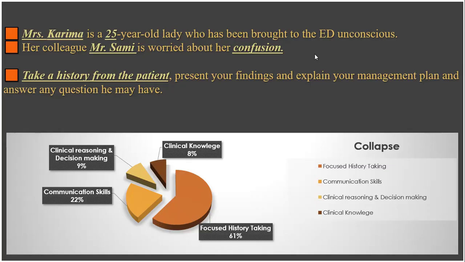Explain to her what happened. You can say you came today unconscious because of low blood sugar. We gave you dextrose through your vein, through the cannula, and I need to take some data to know the reasons behind this low blood sugar. Then you can start your WHO approach.